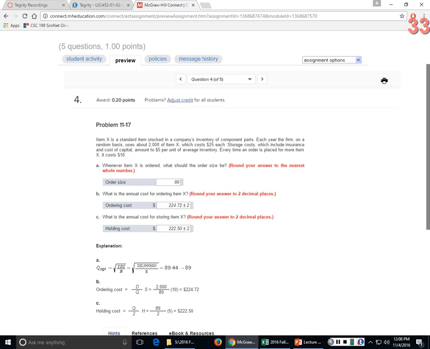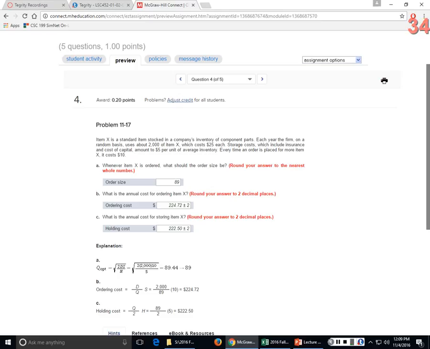So as I'm reading through the problem, one of the things I try to do is assign these variables as I read. Each year the firm on a random basis uses about 2,000 of item X. What does 2,000 of item X represent in the things we've been talking about? Matt? The demand? It's the annual demand.